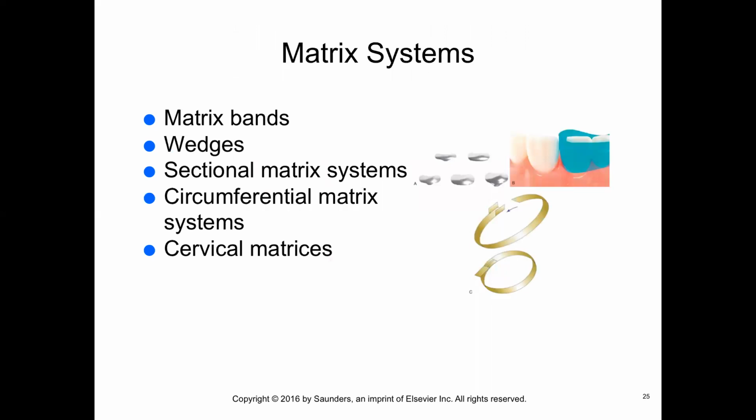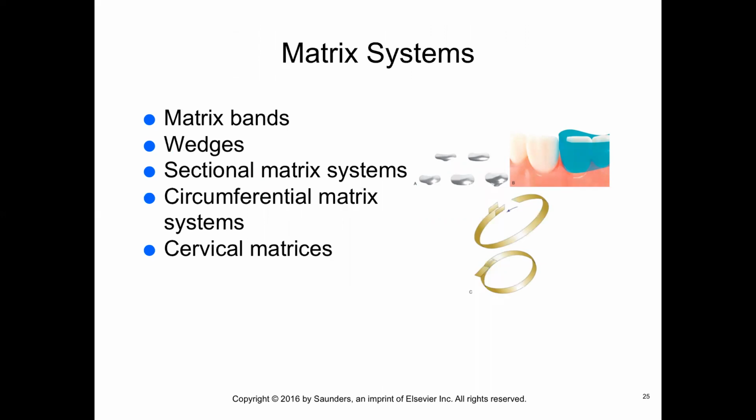The purpose of the matrix band is to help contain the restorative material within the preparation during the placement and to develop a natural contour and contact area. Common ones found in the office are the Tofflemire bands, Automatrix, and Mylar bands. This figure shows the different kinds of matrix bands here.